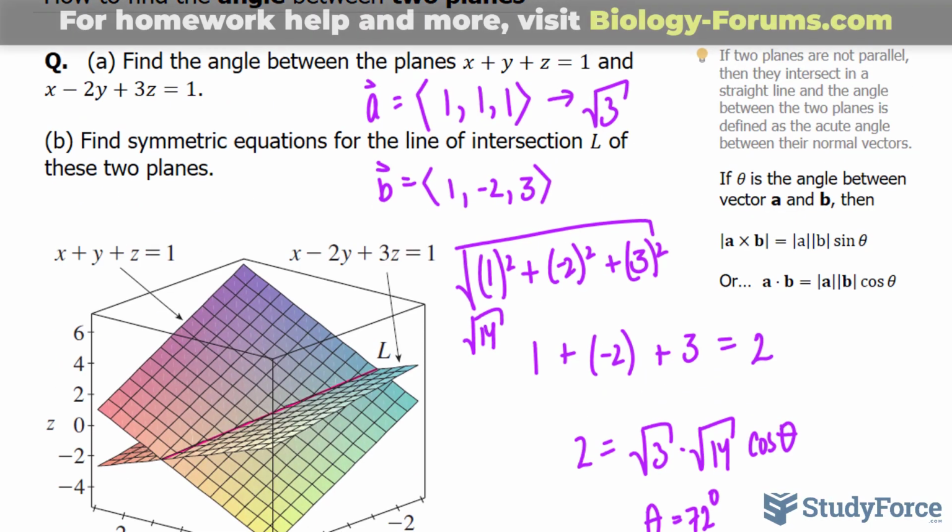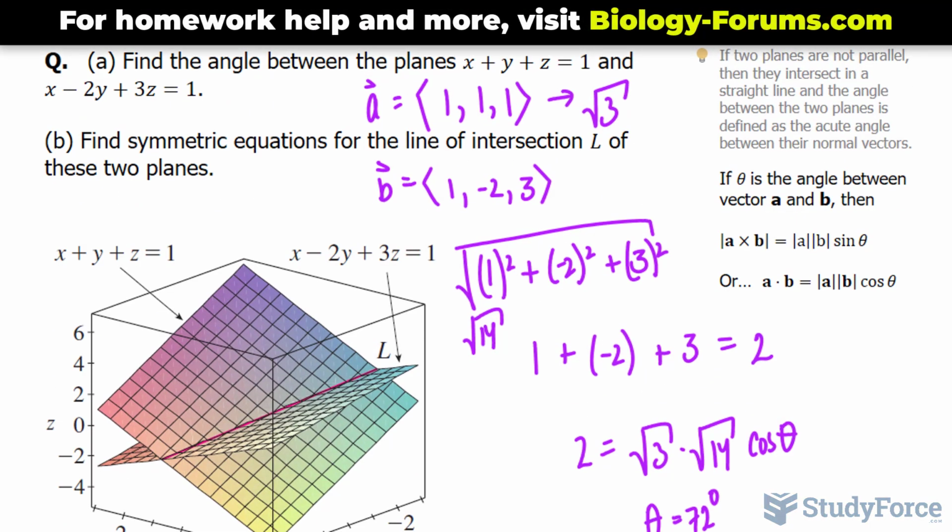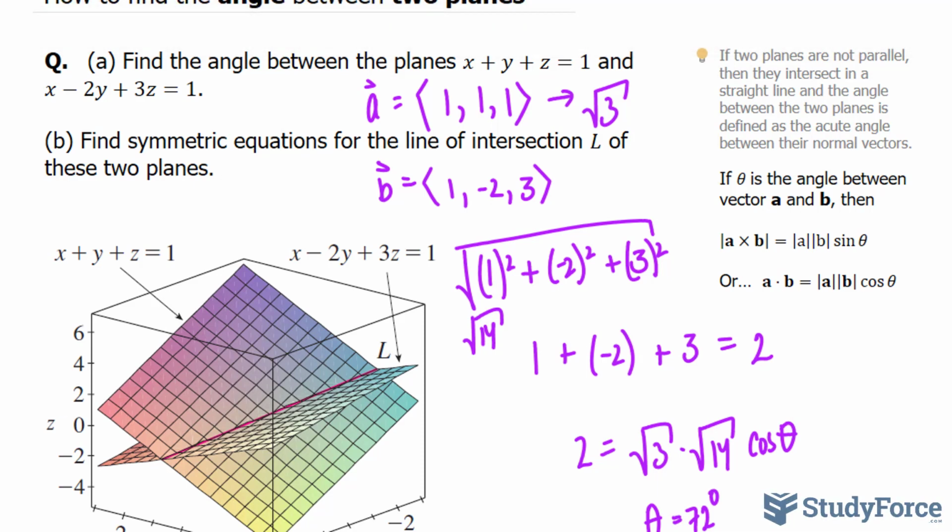In part B, they ask find the symmetric equations for the line of intersection. To find the symmetric equations, and we've done this in one of our previous videos, you actually need to have the equation that represents this line right here, what I'm hovering over. To find the equation of that, you need a point along this line, and you need the direction vector. Let's start by finding a point along this line.